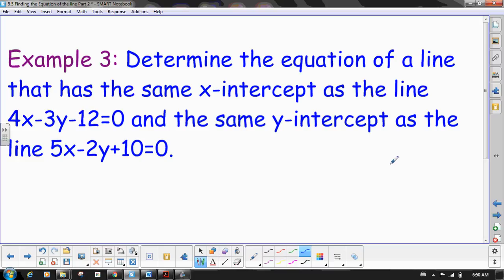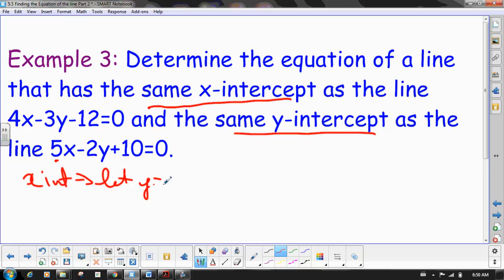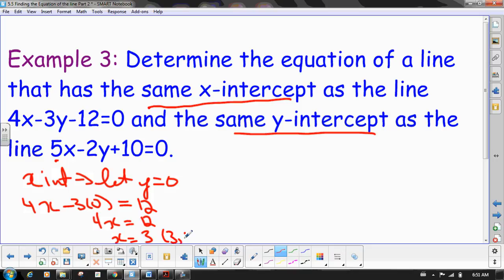All right, so determine the equation of the line that has the same x-intercept as one line and the same y-intercept as the other. Okay, so the x-intercept, we're going to let y equal 0. So I'm using this equation. I'm going to go ahead and put the 12 on the other side. So when I have -12 to get rid of it, I add 12 to both sides. So I get 4x equals 12. When we divide both sides by 4, I'm going to get x equals 3. So remember, this is a coordinate, 3, 0. It's a point on the line.